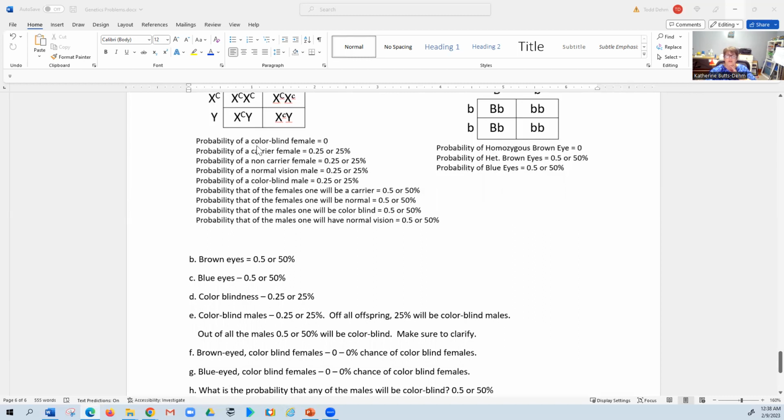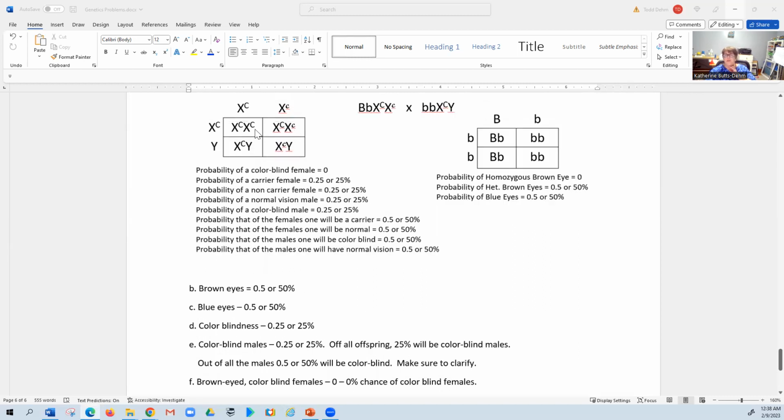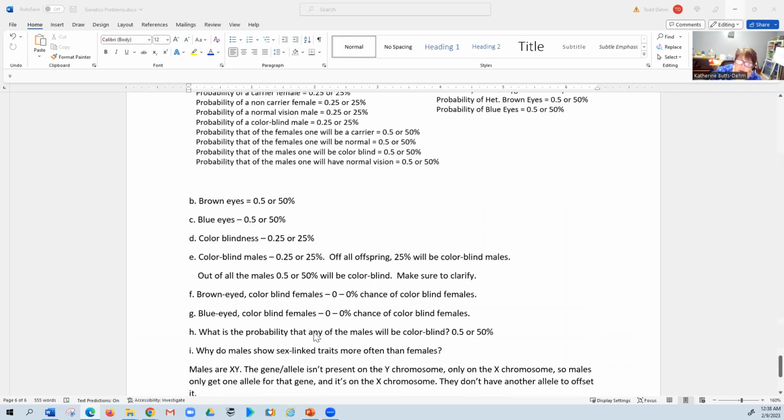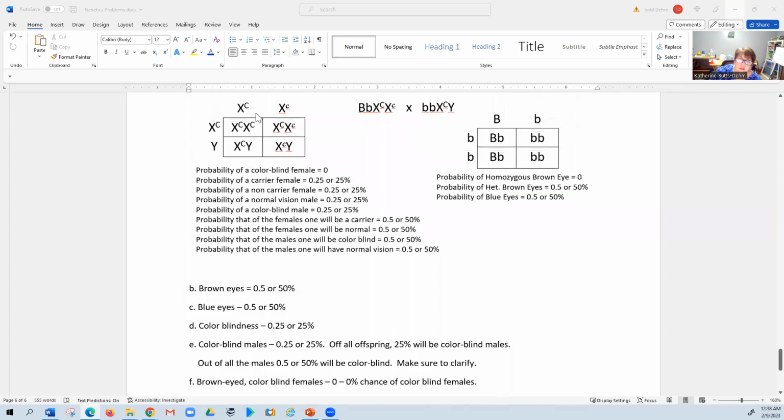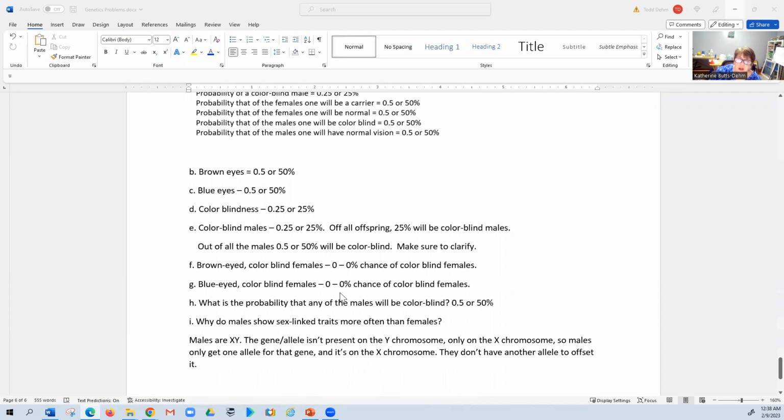Blue-eyed colorblind females, again, 0. If you were to say blue-eyed carrier, then you might multiply the probability of this one times the probability of this one, right? So 0.5 times 0.25 of a female carrier, but we're not doing that. They didn't ask it. So 0% chance. What is the probability that any of the males will be colorblind? So then you're just looking at the males. And when you look at the males, half of them are colorblind. So 0.5 or 50%.